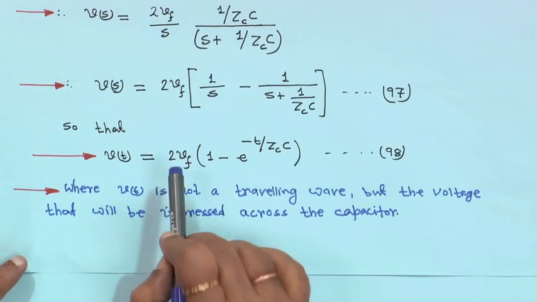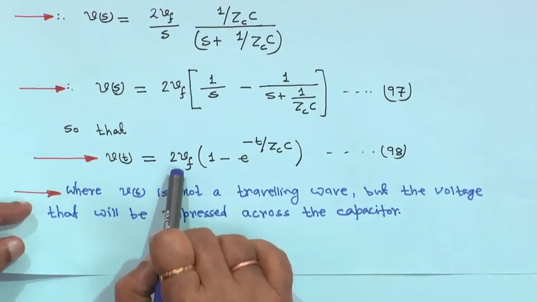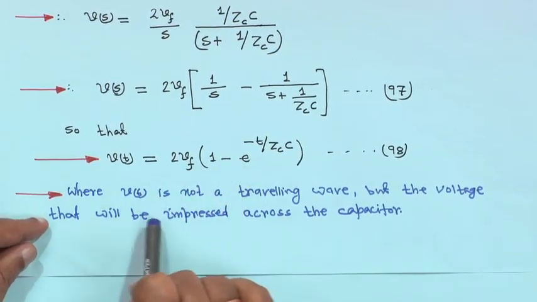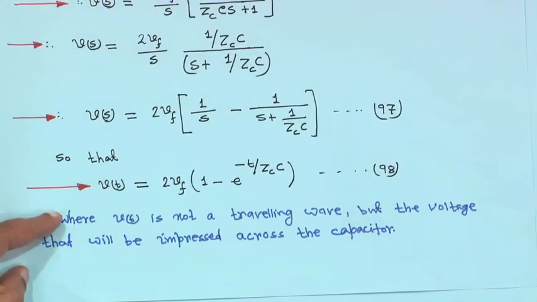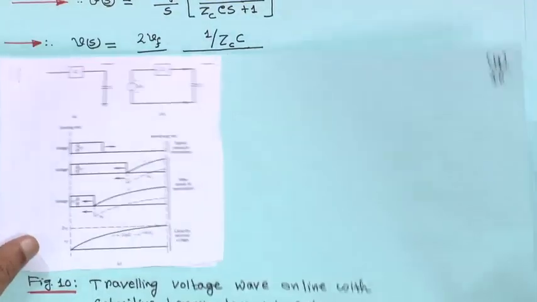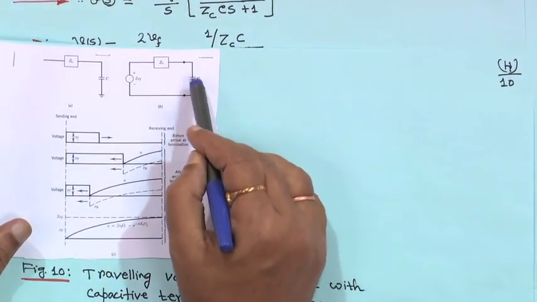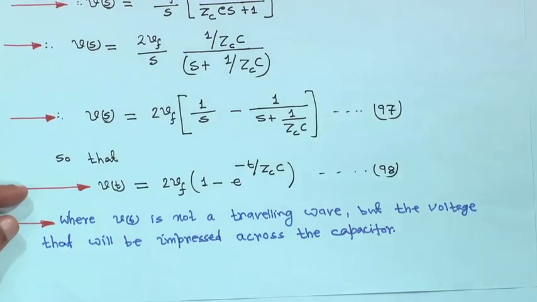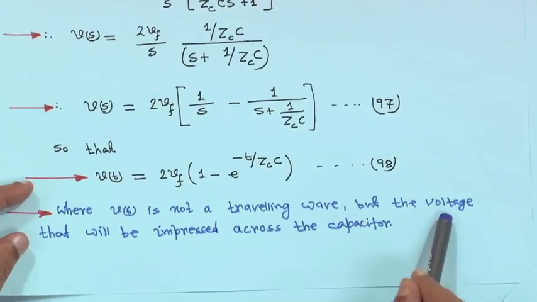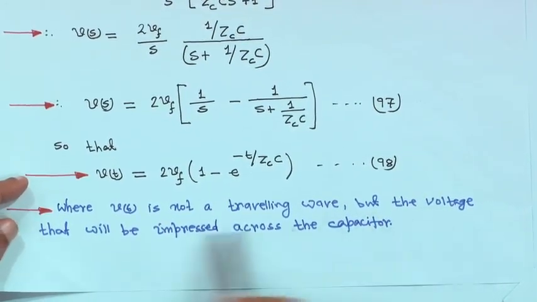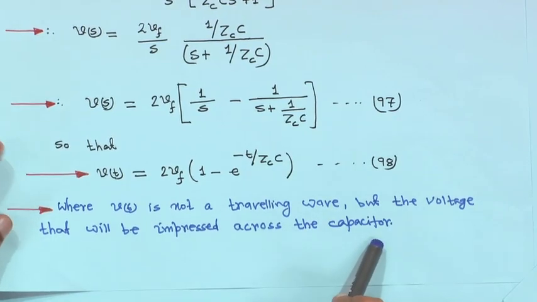But this is not a travelling wave; rather it is the voltage that will be impressed across the capacitor. That means this Vt is the voltage that will be impressed across the capacitor. So it is not a travelling wave. There is a voltage that will be impressed across the capacitor.